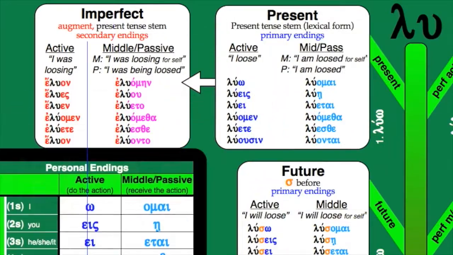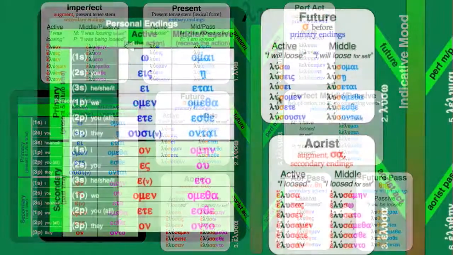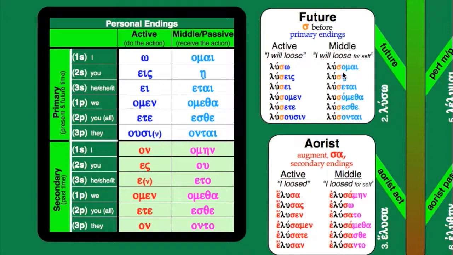So that's the imperfect. Are you getting the hang of this chart? You look at the tense and you see the formula for making that particular tense. So for a future, it's a sigma before the primary endings. I'll bet you could explain this without me even going over it. But just in case, see this nice row of sigmas here? Okay, that means we're future. Sigma before the primary endings. That only makes sense, right? We wouldn't use secondary past time endings for a future tense. The sigma shoves it into the future here.